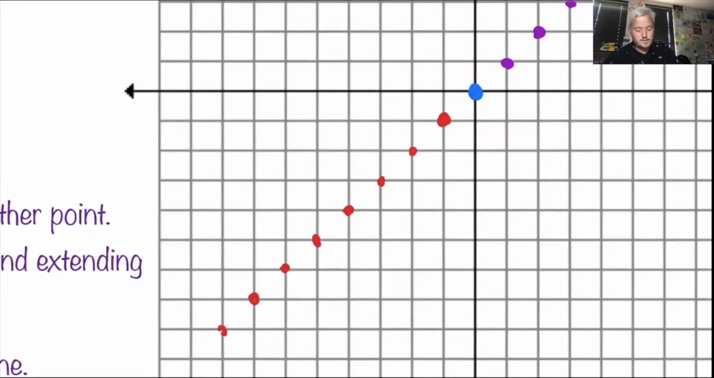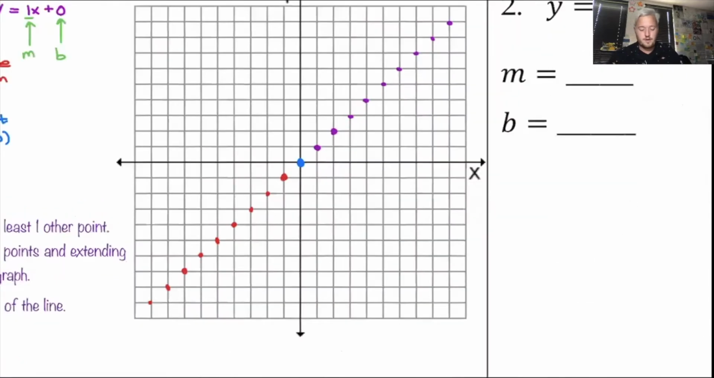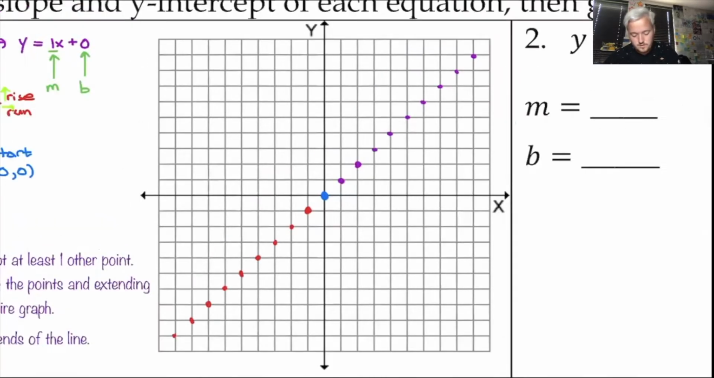Now we have this entire graph that has our pattern. What I want to do is draw a line that connects all those points. Luckily we have technology, so I'm going to draw a line that goes through all of those points.